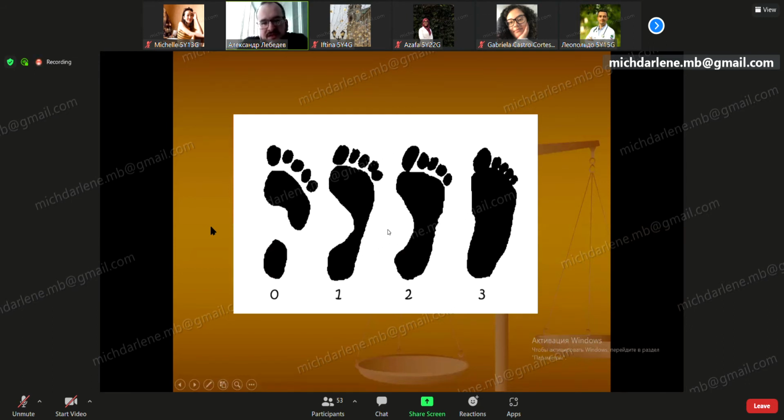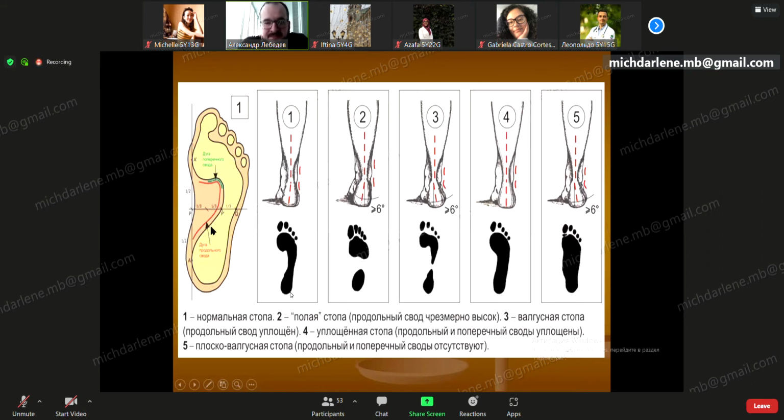It's normally first, second, and third degrees. This picture describes how it's seen on a plantography. When we have a normal axis of the ankle joint and the foot, we see this picture. If we see no more than sixth grade, it may be a near-physiological condition.